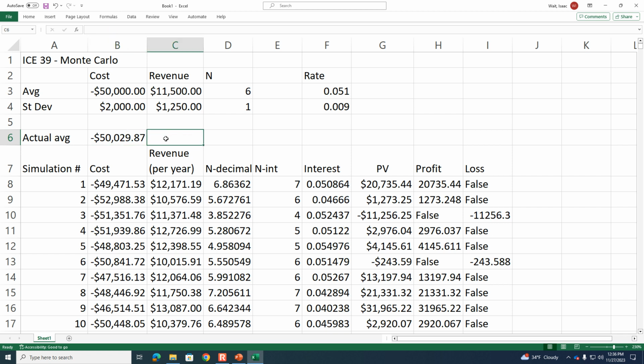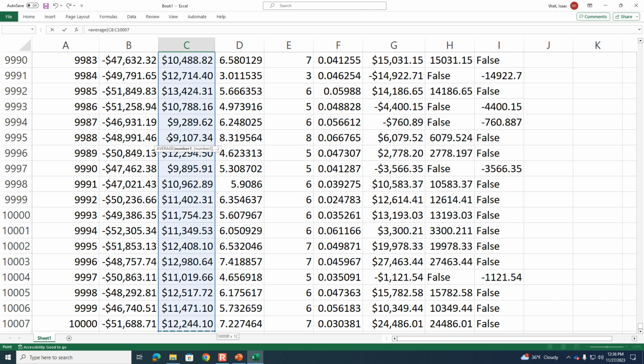So let me do the same thing here on revenue. So I'm going to do equals AVERAGE, and then have the first cell in the average down on simulation 1, then Shift, Control, and the down arrow will take you to the bottom of the list, and then you can just press Enter.